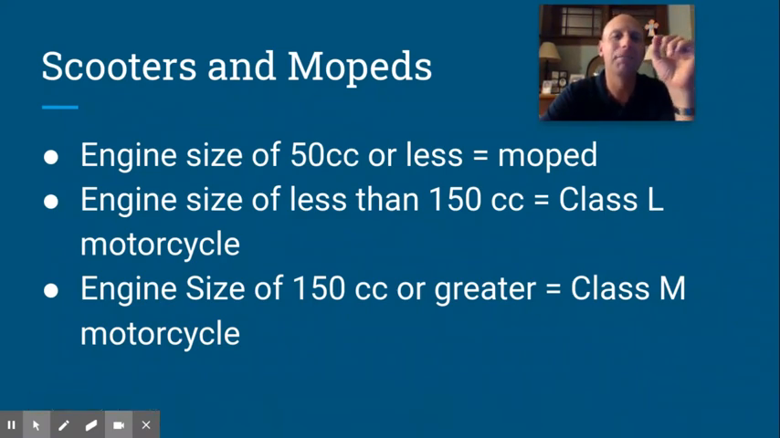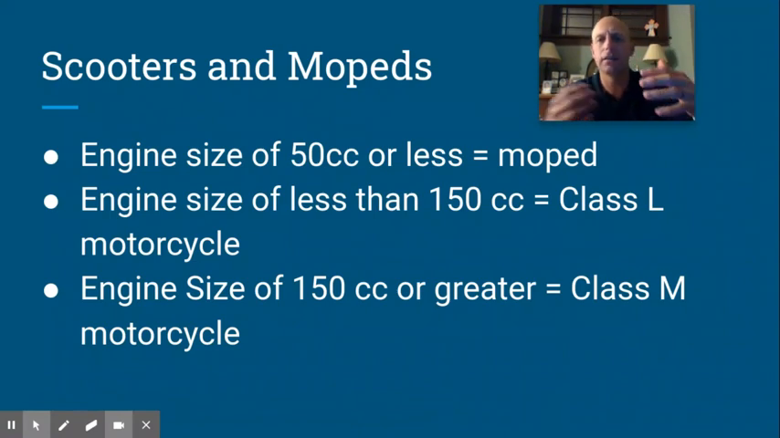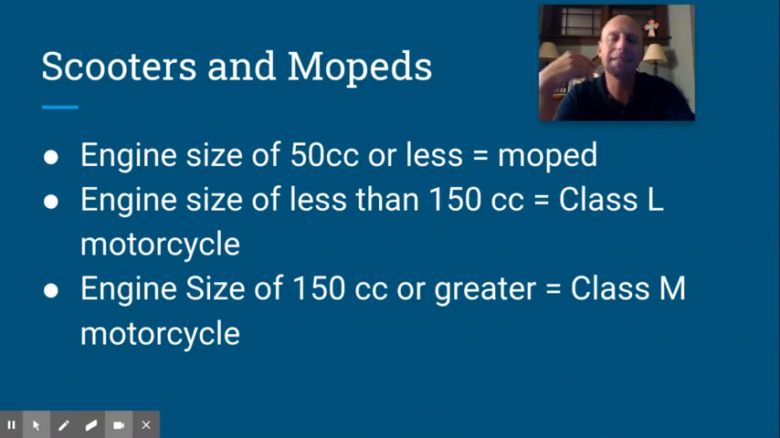Scooters and mopeds. A moped stands for a motorized pedicycle, or a motorized bicycle. And they have to have an engine size of 50 cc or less. So it's a small engine. It's not a lot different than a lawnmower engine. You can ride a moped with a regular driver's license, a Class D. If it is greater than 50 cc, but less than 150 cc, it requires a Class L license. That's the small motorcycle license. And if it has an engine size of 150 cc or greater, then you need the full Class M motorcycle license.